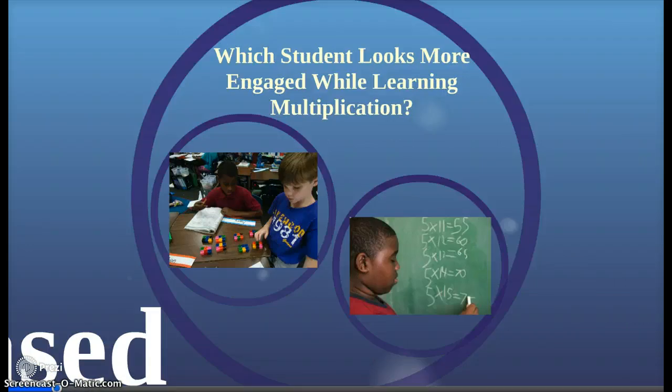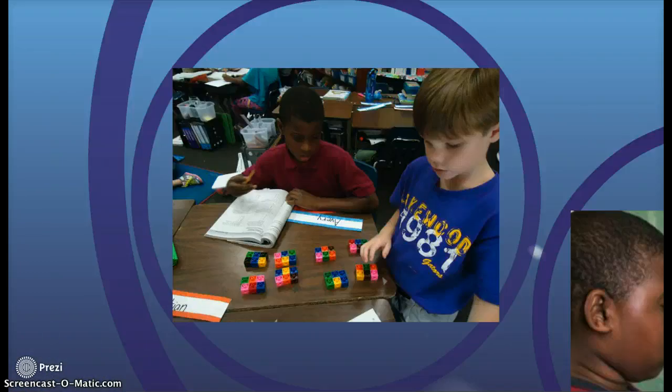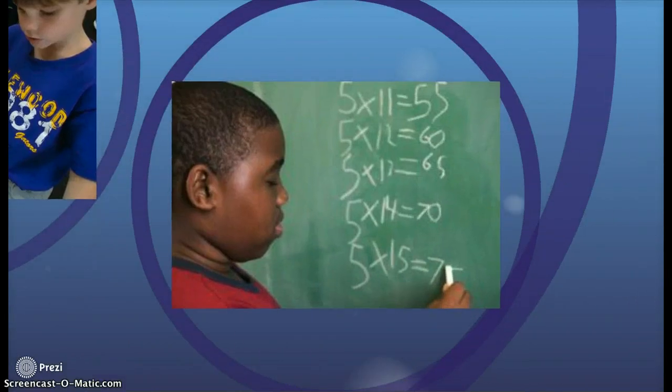Which of these students looks more engaged while learning the concept of multiplication? This boy is using manipulatives to multiply. He has taken Unifix cubes and arranged them into 8 groups of 6 to figure out the solution to 8 times 6. This boy is writing the traditional algorithm on the chalkboard. He doesn't seem very engaged, does he?